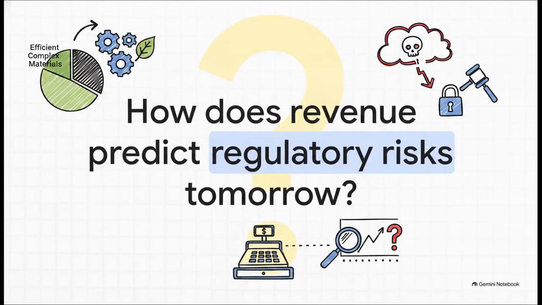So I'll leave you with this thought to ponder. When you finally see the true audited breakdown of a chemical company's revenue pie, separating those efficient innovations from the hazardous and complex materials, how clearly can you see their future?